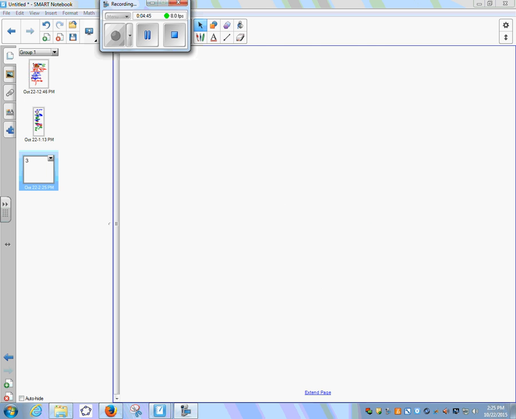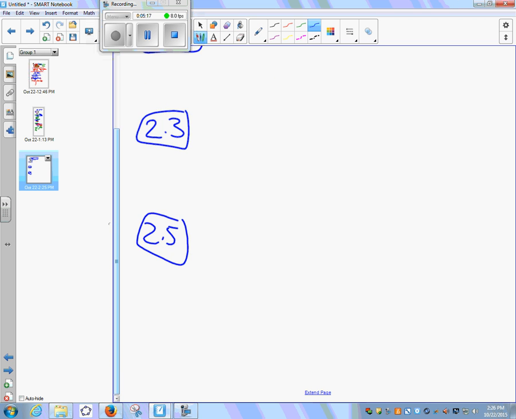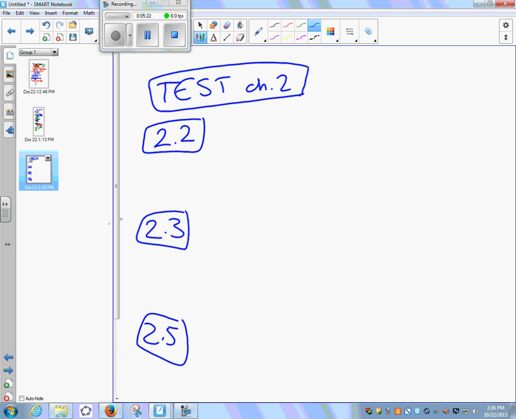Okay, so for the test in general, chapter 2, for all the classes. Okay, so in general, we're going to cover 2.2, 2.3, 2.5, and 2.6. Those are the things that are covered. 2.2, conditionals.